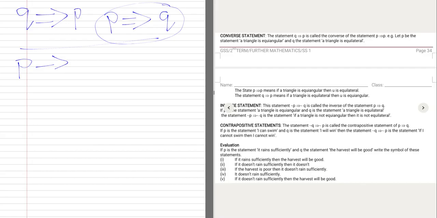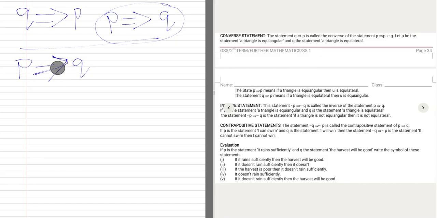Then P means... I see now, if we say that P means a triangle is equiangular, and Q means a triangle is equilateral, then P maps to Q. What does that mean? I'm sure you know what this means.